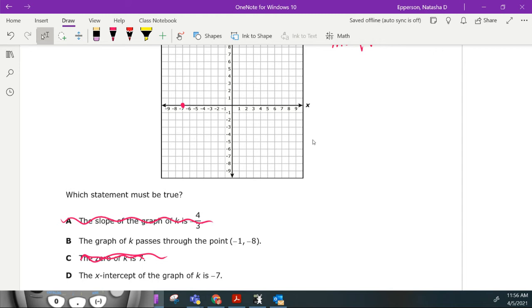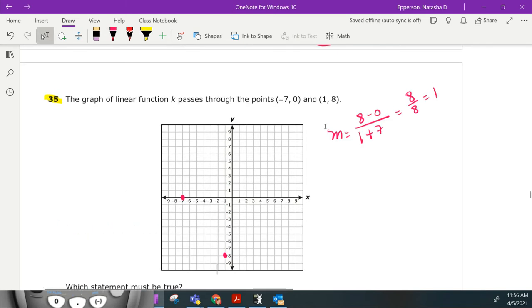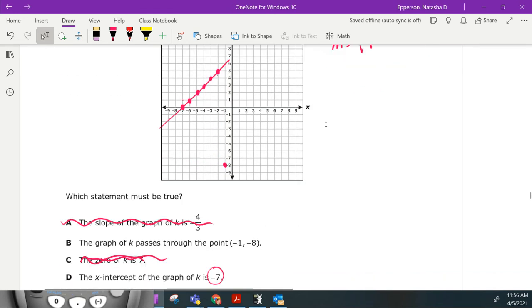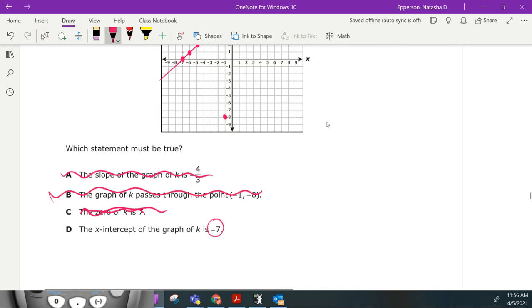All right. This says the x-intercept of the graph of k is negative 7. That looks pretty good. But let's check. Negative 1, negative 8 is way down here. Now think about if we have from this point negative 7, 0, that means I can rise up 1, go right 1, rise up 1, go right 1, up 1, right 1, up 1, right 1. I'm never going to go through that point, negative 1, 8. So that eliminates it. So yes, we were correct in our assumption that the x-intercept is negative 7. We're good to go.